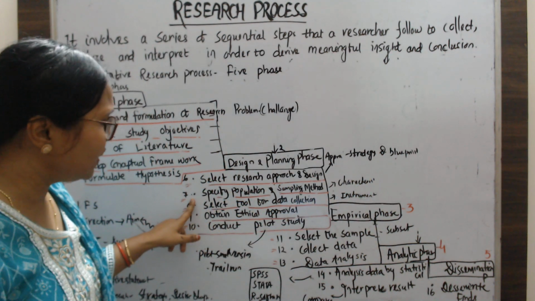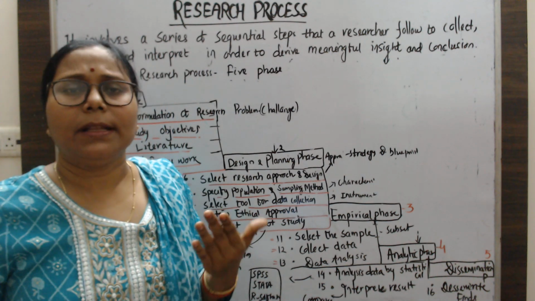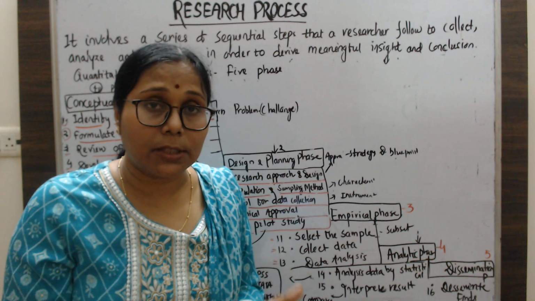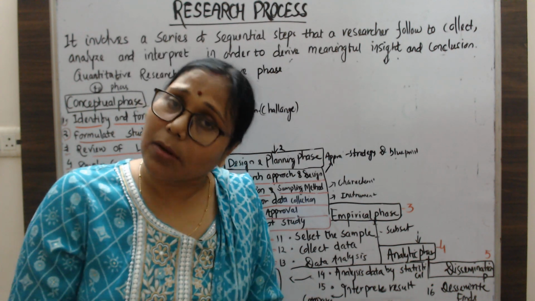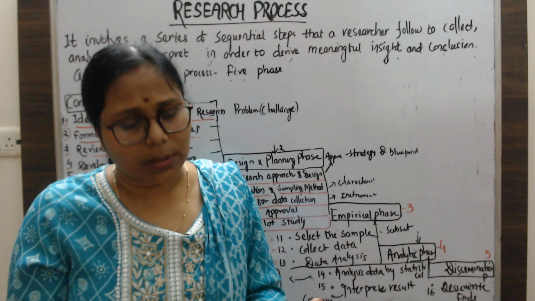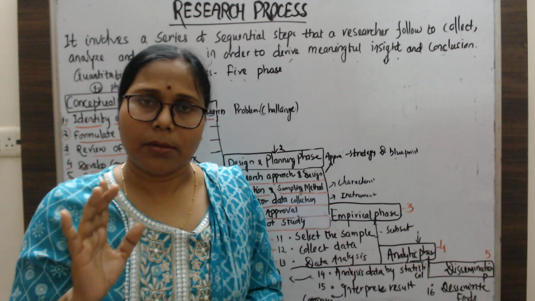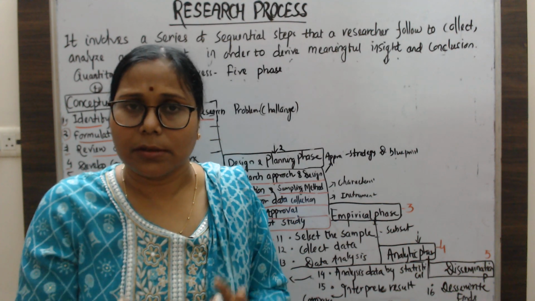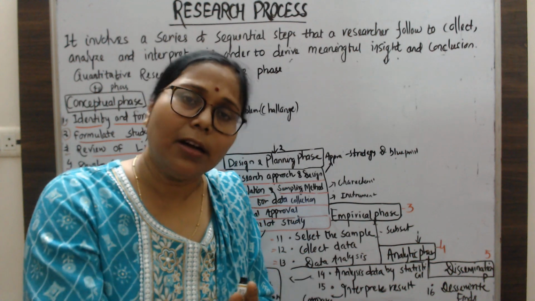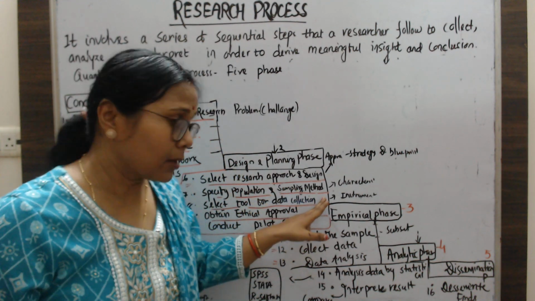Next, the 7th step is to specify the population and the sampling methods. In research we take some individuals, a complete set of individuals, or sometimes objects for the research. The individuals or objects must possess the characteristics of interest to the researcher. What the researcher wants must be possessed by the individual or the object. That is called specifying the population and the sampling method.